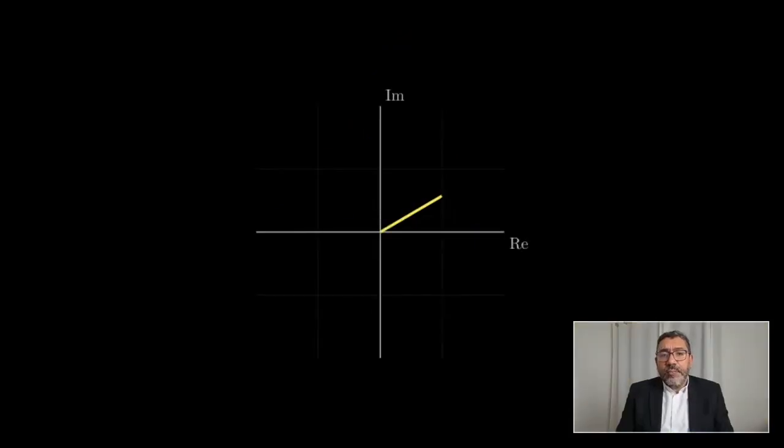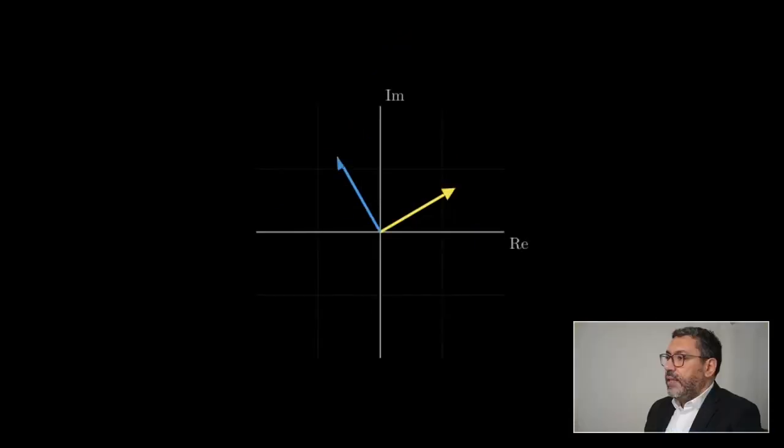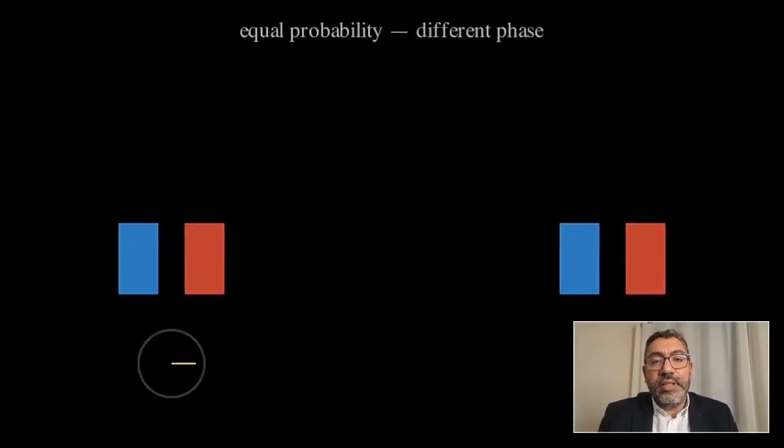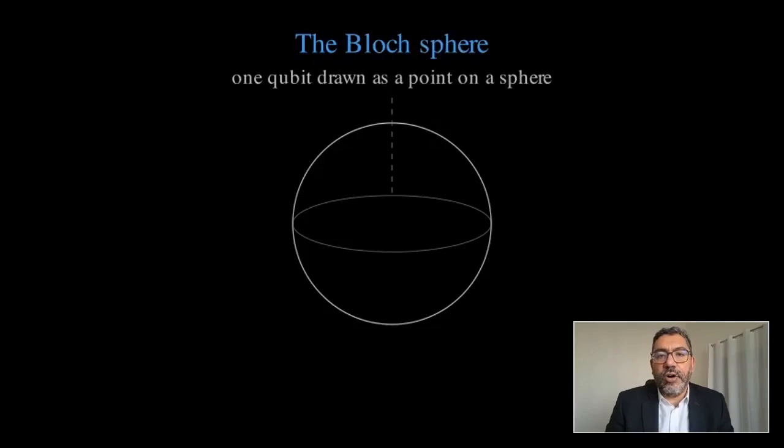This is why complex numbers are useful. They allow the qubit to have direction, not only size. They are essential for quantum computing. Two amplitudes can have the same probability but different phase. That difference can change what happens after gates. This connects to the idea of the Bloch sphere.